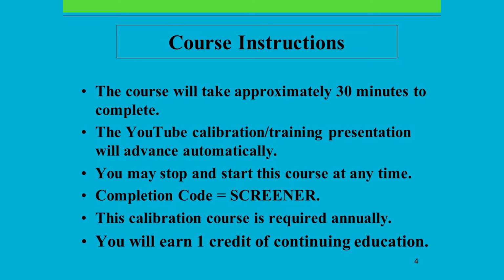At the conclusion of the course, please complete the Calibration Completion/Registration form. This form will register your completion of the training. Completing this form is essential to accurate accounting. You will be asked to insert a completion code when completing this form. The code is SCREENER. This calibration course is required annually. You will earn a 1-hour continuing education certificate at the completion of this course.